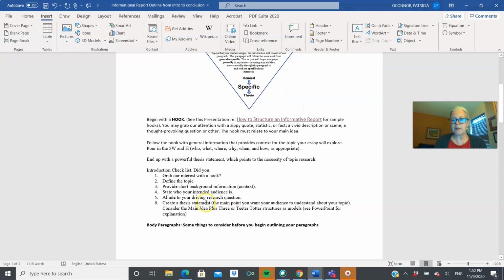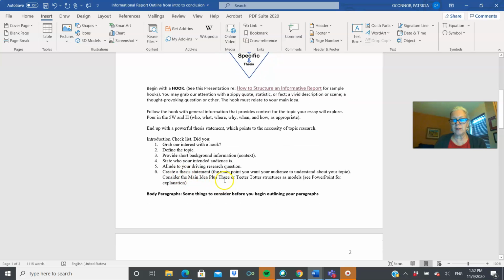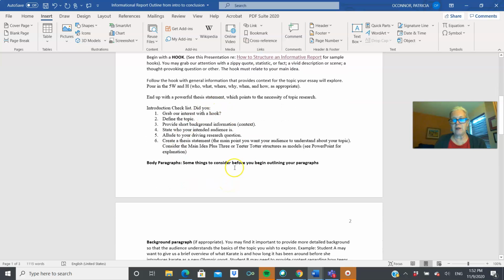Did you grab our interest? Did you define the topic? Did you give us background? Did we address who's the audience? Did you create this thesis statement? You're going to spend a fair amount of energy on that. This is a draft. It doesn't have to be perfect.